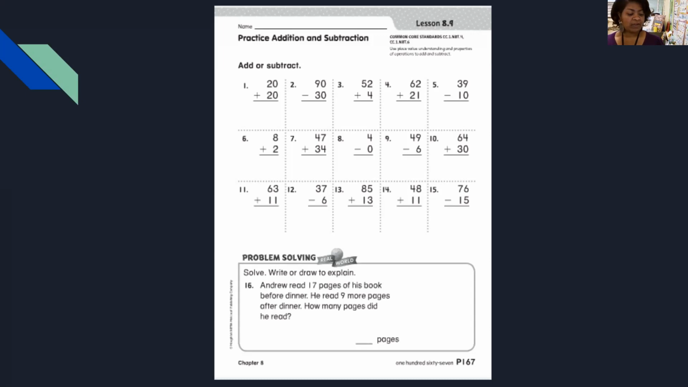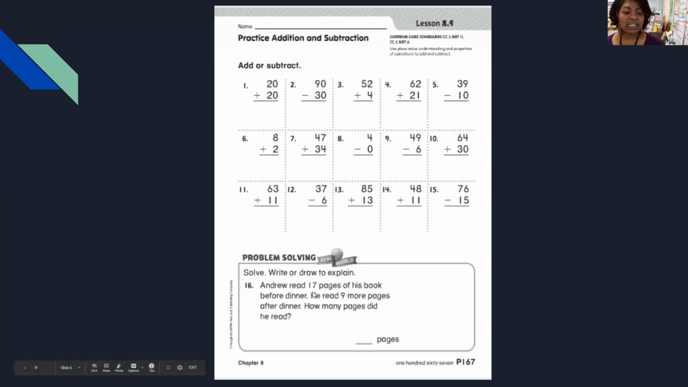Okay? So you're going to add or subtract. Please pay attention to the sign. If you have this sign, that means add. Your number is going to get bigger. If you see this sign, that is a minus sign, you're going to subtract. Your number is going to get smaller. Now, number 7 on your assignment will be completed for you because that is a strategy that we have not done yet. But the rest, I think and I know that you can do it on your own.